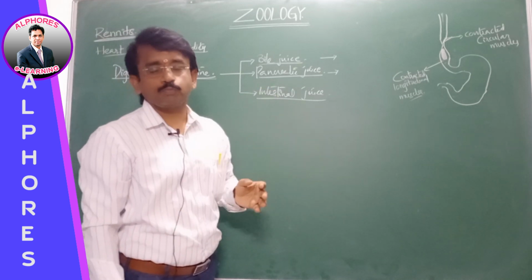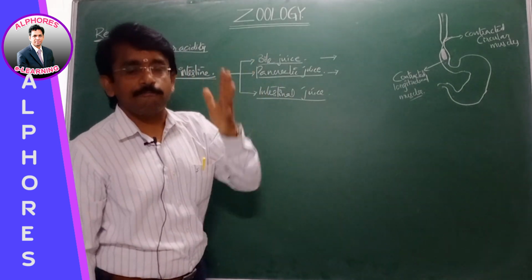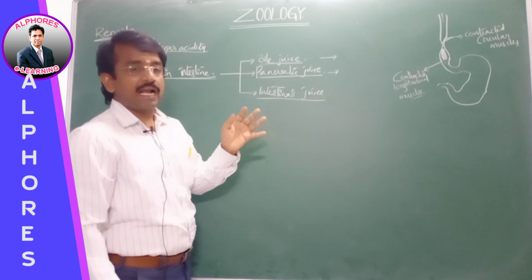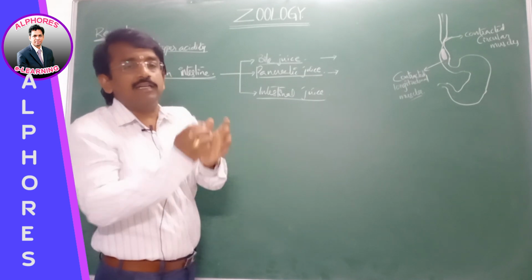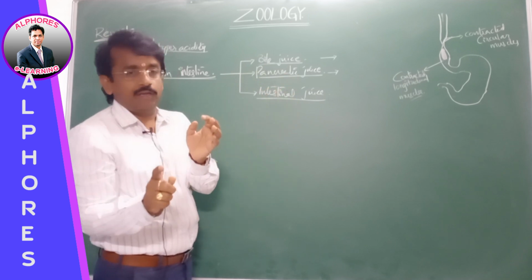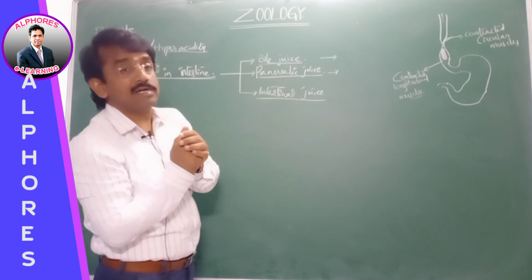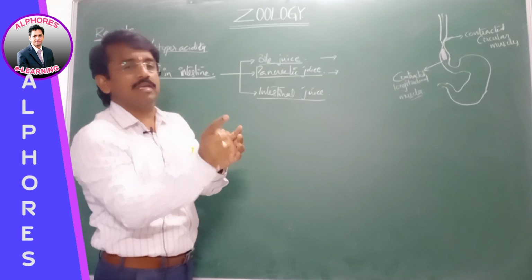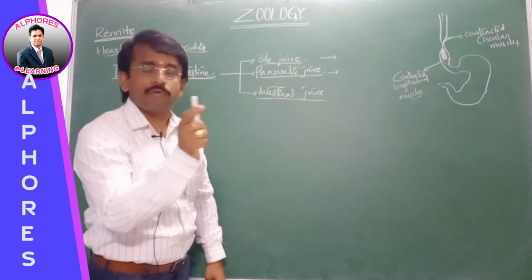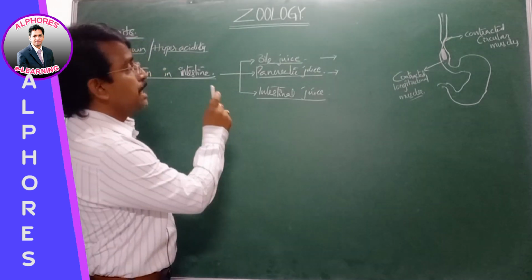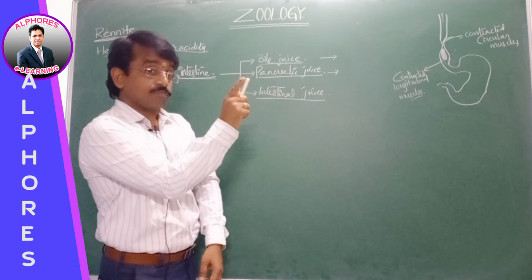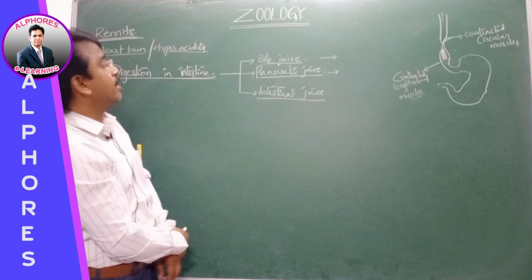The hepatopancreatic duct, or ampulla of Vater, releases them. This is a combined duct, where the common bile duct and the main pancreatic duct join together to form the hepatopancreatic duct, or the ampulla of Vater, which releases the bile juice and pancreatic juice. Both are alkaline, so this adds to the alkaline condition in the intestine.